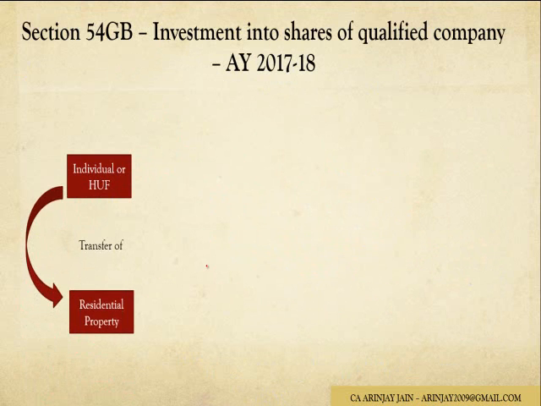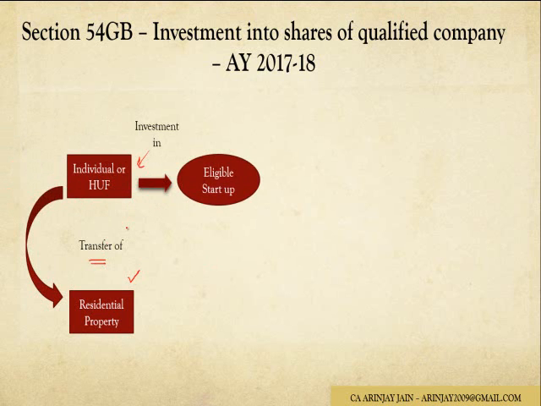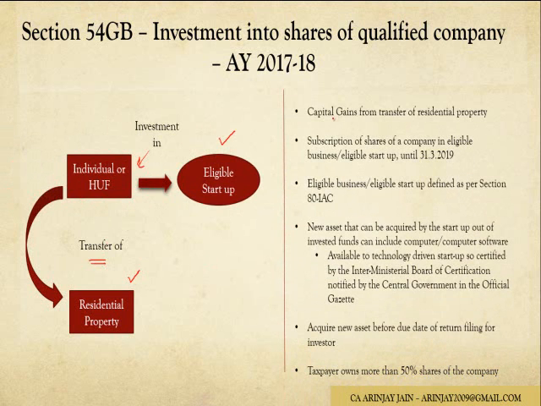Section 54GB, investment into shares of a qualified company. Here, basically, in case you are an individual or an HUF who transfers a residential property and you have capital gain which you invest in an eligible startup, the capital gain from transfer of residential property shall be exempt provided you are investing the proceeds into subscription of shares of an eligible company until 31/3/2019. What is the meaning of eligible business or an eligible startup?